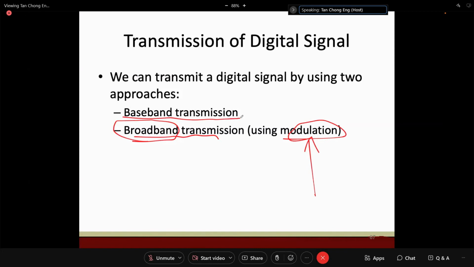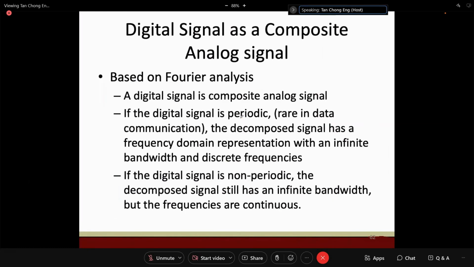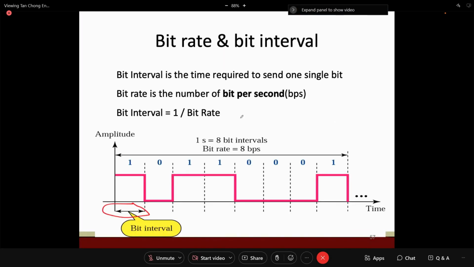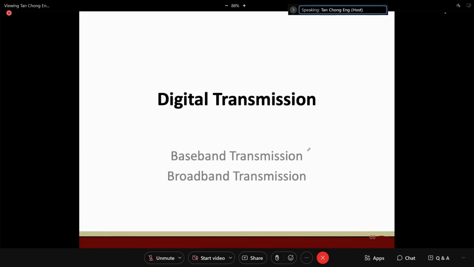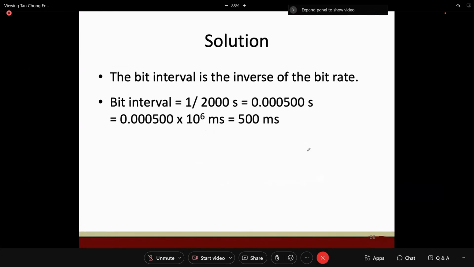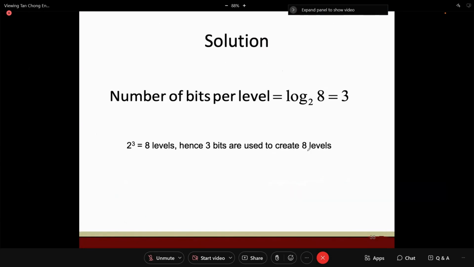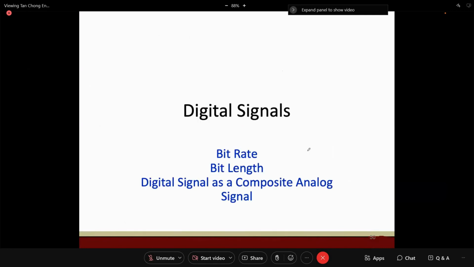So what is baseband? An example of baseband is this one. This signal here is actually a baseband signal. This is baseband. Okay? Do I have a better one? Let's see. All these are baseband.